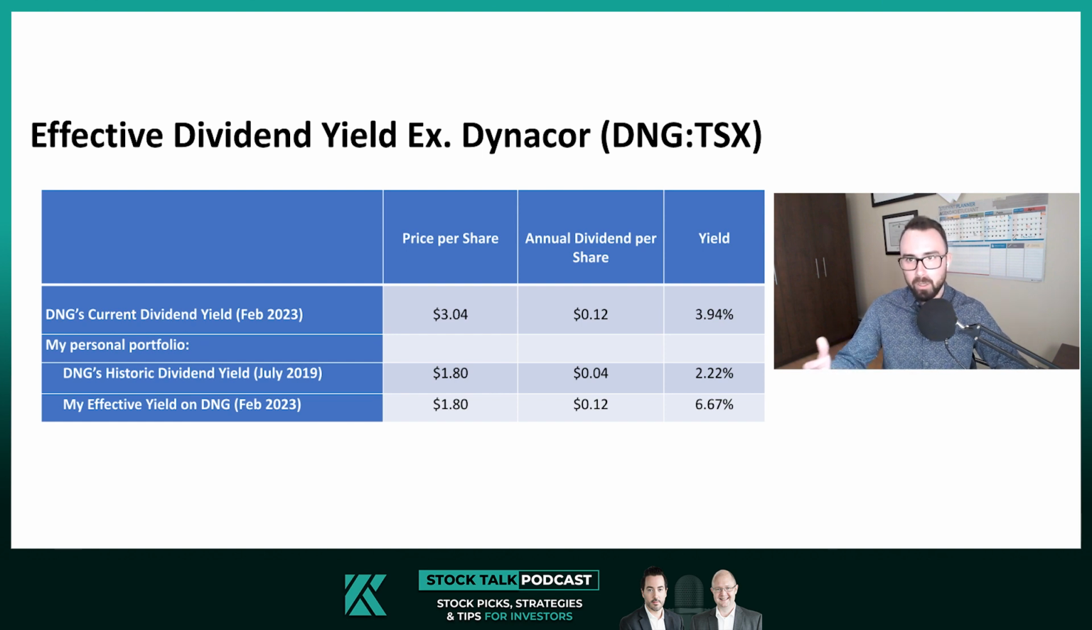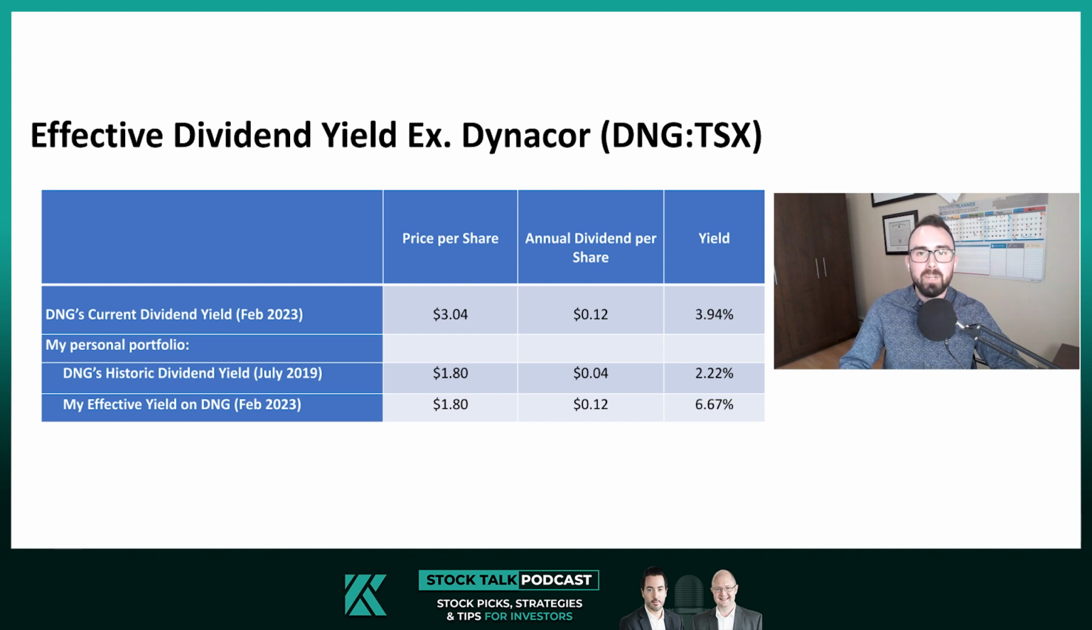So considering Dynacor is expected to pay us about 12 cents in dividends over the next year, the dividend yield on Dynacor is the 12 cents divided by the $3.04, the current price, which equals 3.94%. Now, the effective dividend yield, on the other hand, is the percentage return in the form of cash dividends an investor would receive based on the initial purchase price that they paid. So this is the defining difference where normal or current dividend yields are based off of the current share price, whereas the effective yield is based off of the price we actually purchased the stock for.